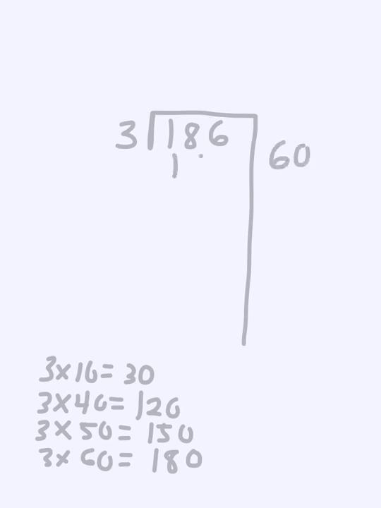So 3 times 60 would be 180. Subtract. 8 minus 8 is 0, and 1 minus 1 is 0, so I have 6 remaining. So remember, the remainder cannot be bigger than what I'm dividing by. So I know I can do a 3 times 2, which is 6. No remainder left, and my quotient is 62.